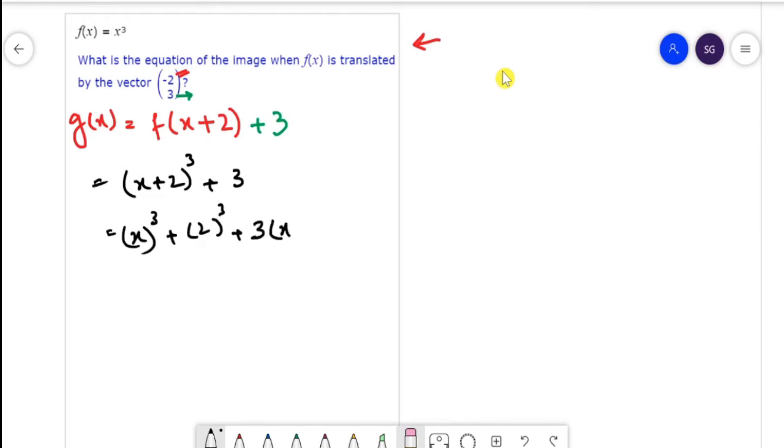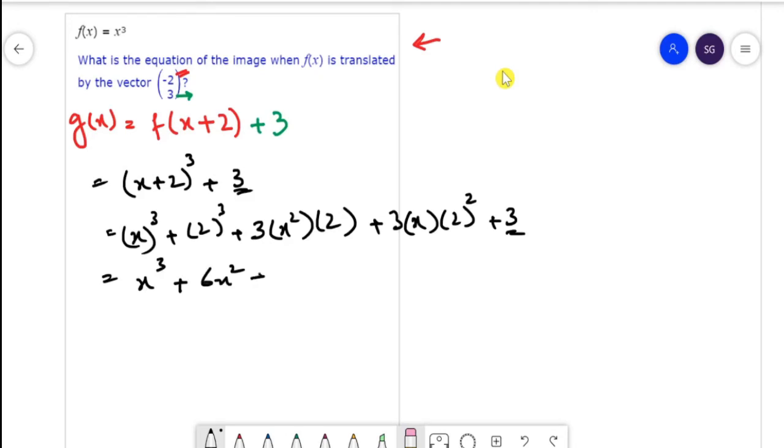So 3 times x squared times 2 plus 3 times x times 2 squared, and then all of it is increased by 3, this 3. If we simplify that, we get x cubed plus 6x squared plus 12x plus 11. This is the equation of the new function when it is translated 2 units backwards and 3 units upwards.